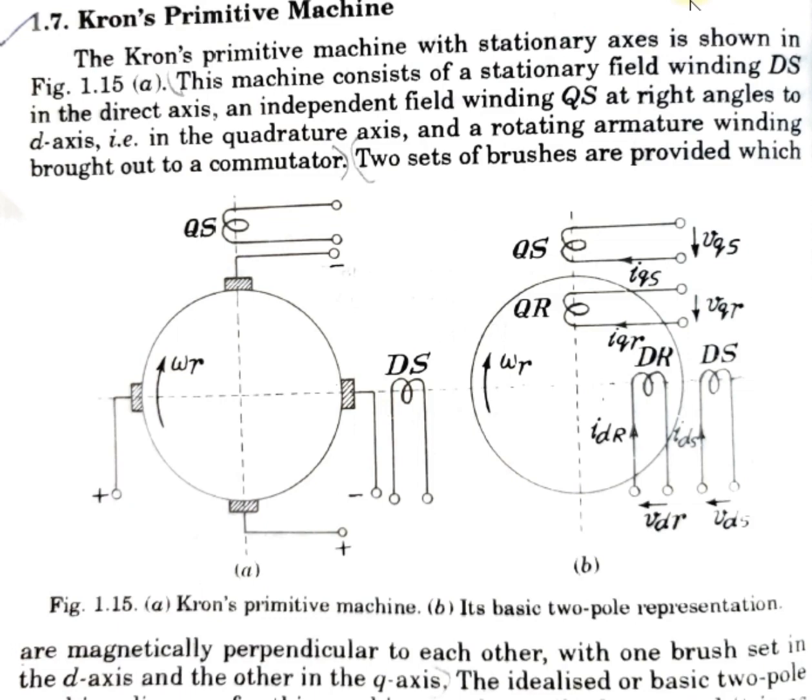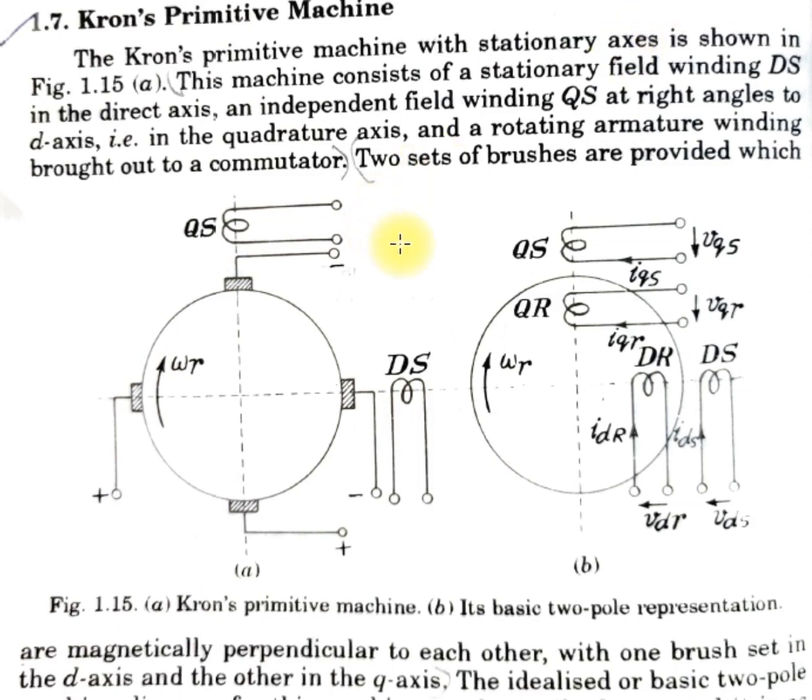Now this Kron's primitive machine is shown as equivalent to any rotating electrical machine, and the reason behind this is that any particular type of machine could be represented by Kron's primitive machine with certain combinations or transformations, as well as certain addition and elimination of certain coils.